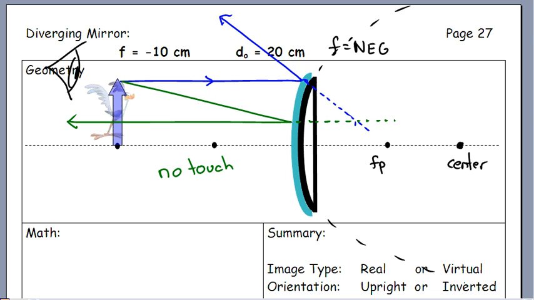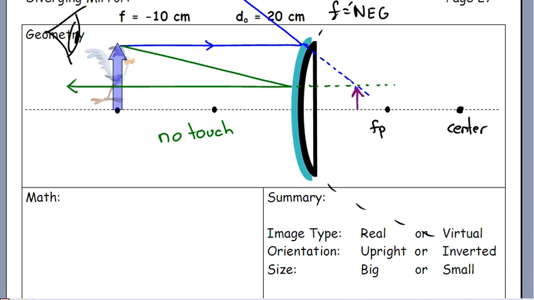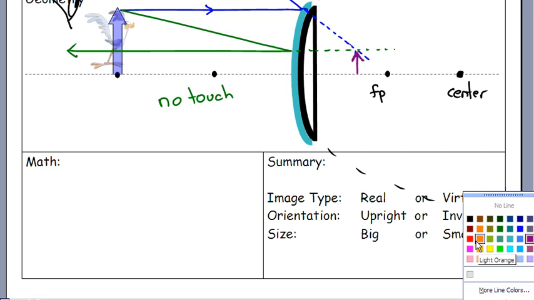I see it. They will tell you, oh yeah, I can see the thing. It's right here. They're going to see it behind the mirror. And it looks like it's upright, and it looks like it's a little bit small. But let's just run the numbers on the math and see what the math says.